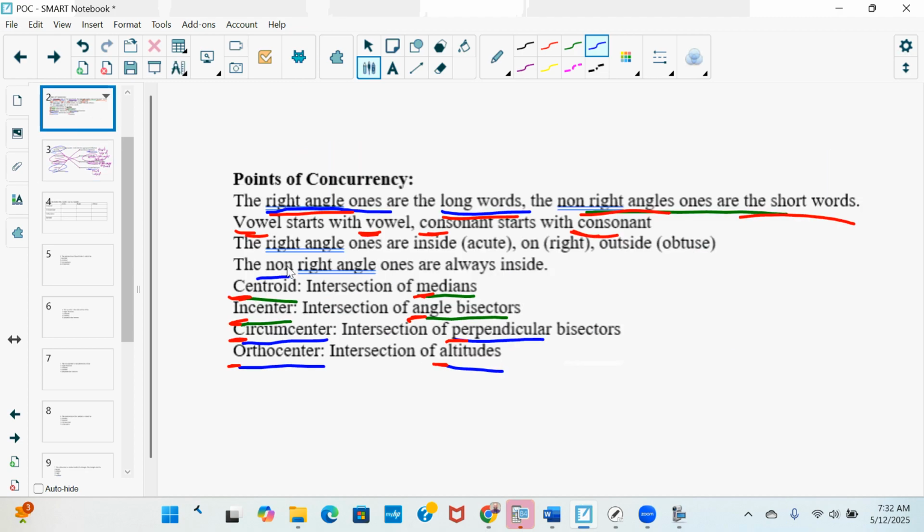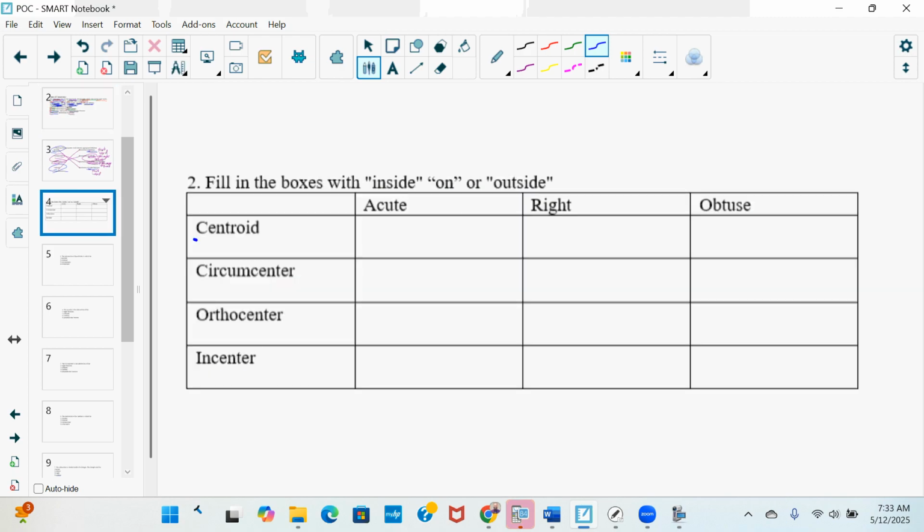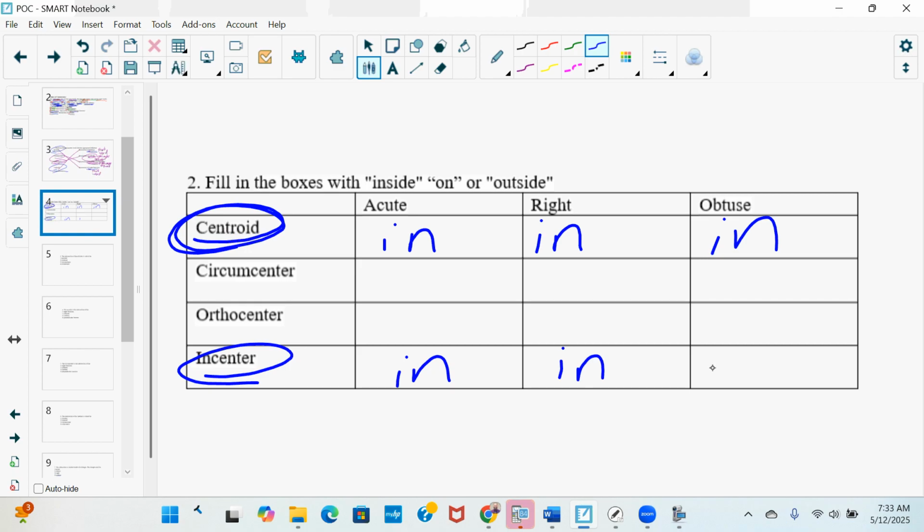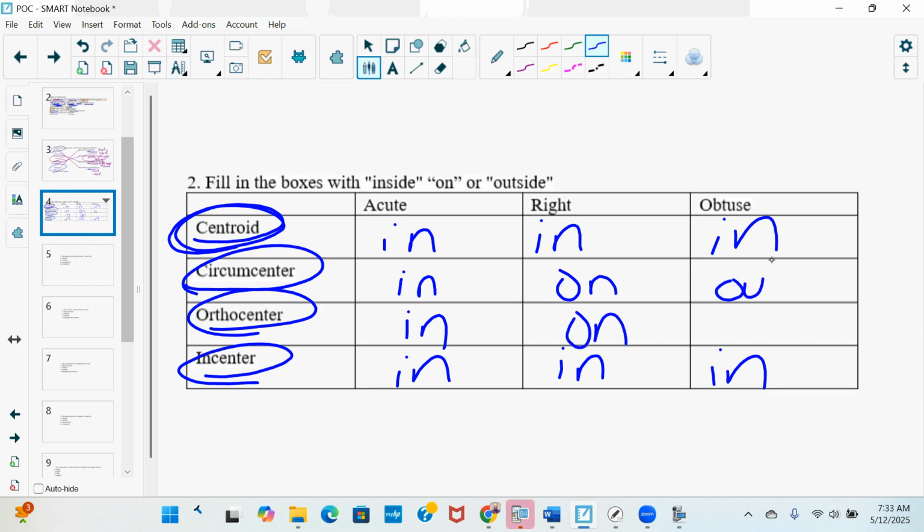So the non-right angle ones, the short words, are always inside the triangle. The right angle ones are inside the triangle if it's an acute triangle, on the triangle if it's a right triangle, outside the triangle if it's obtuse. So basically for right angle ones, it's in, on, out. For the non-right angle ones, it's always in. The right angle ones, in for acute, on for right, out for obtuse.